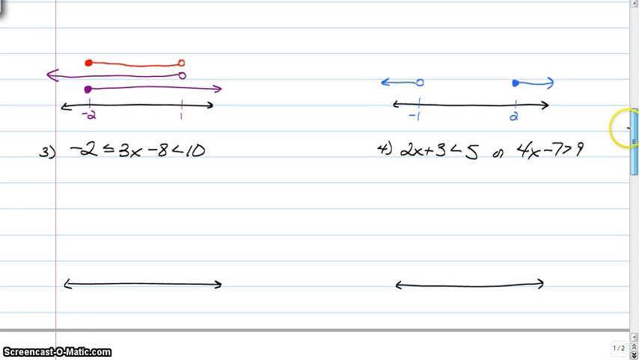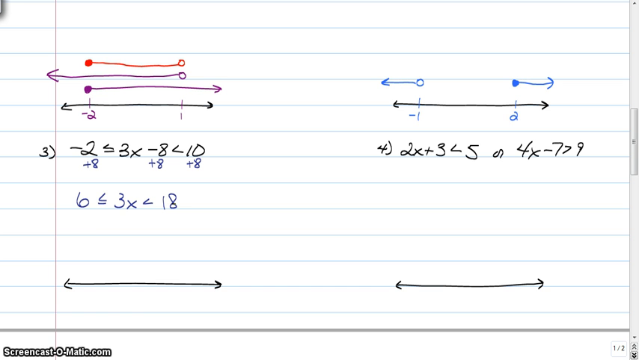So these next two examples are the same. It's compound inequalities, but this time you actually have to solve for x. So the first thing we're going to do in example number 3 is solve for x, getting x all by itself like you would in any solving equation, except since we have multiple sides, we're going to add 8 to everything first, and this is going to bring us to 6 is less than or equal to 3x, which is less than 18.